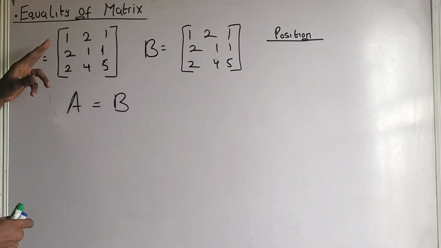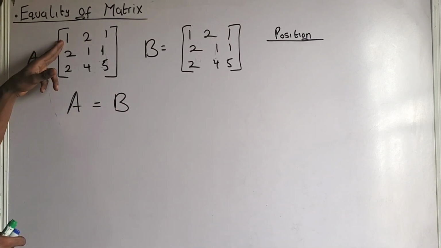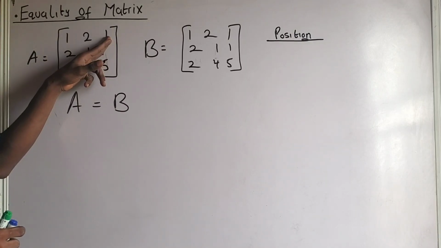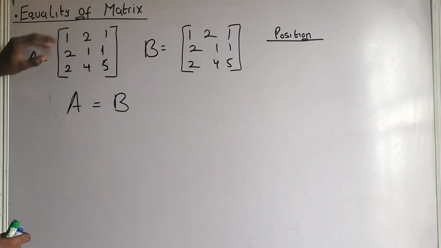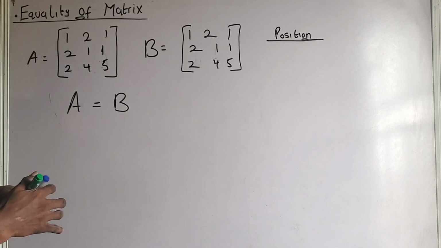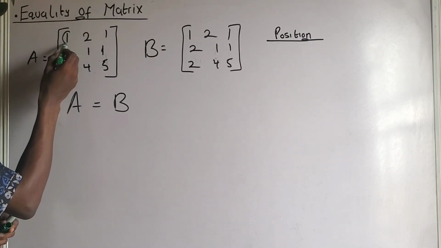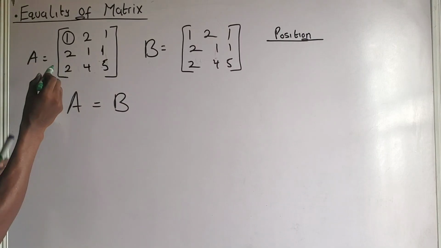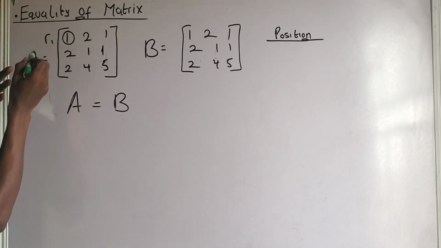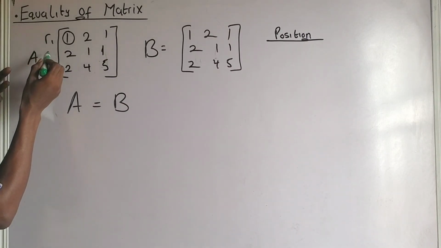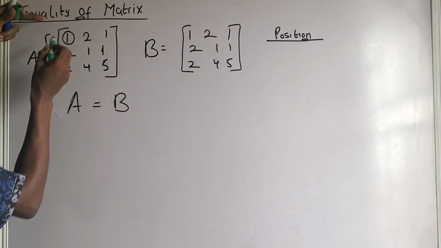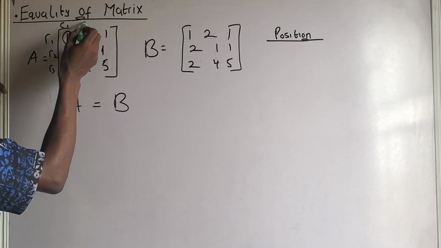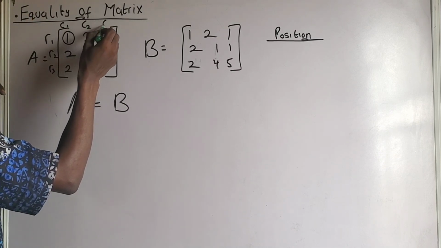For example, this one that you see here is not the same thing as this one. They are different because their position is different. Do you understand? The position of this one is row 1, column 1. The first row is this, row 1. This is the second row, row 2. And this is the third row, row 3. Now, the first column is this, column 1. This is the second column, column 2. And this is the third column, column 3.